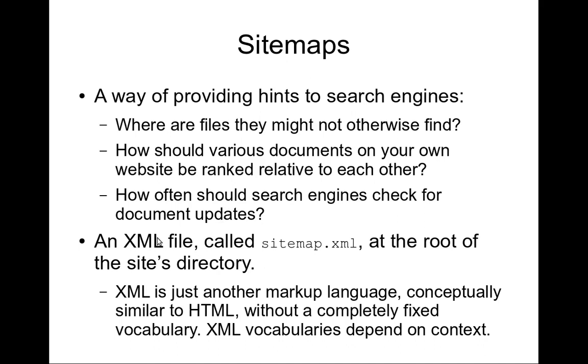So what do you do? You create an XML file called sitemap.xml at the root of your site's directory. What's XML? It's just another markup language that looks a lot like HTML, but doesn't have a fully standardized vocabulary. XML vocabularies always depend on their context. I'll show you what I mean in a minute.